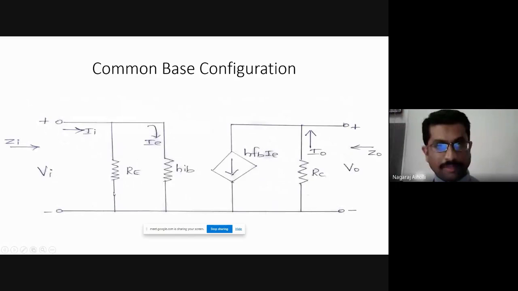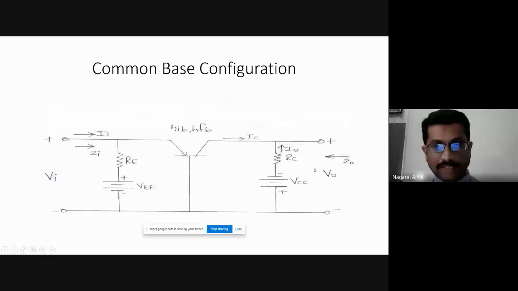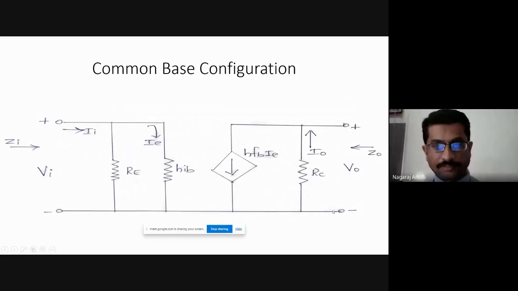This is the base terminal, common base. This side is the emitter and the output side is the collector. Re is connected between the emitter terminal and the base terminal. Then the RC resistance: the output side is the collector, and base is common between the input section and the output section. Therefore, RC is connected between the collector terminal and the base terminal.